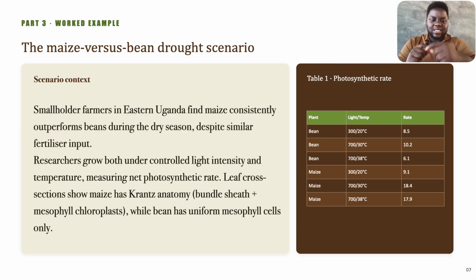Now, every task we are about to work through is going to come back to explaining exactly why that difference happens. Why when temperatures increase, beans fall off, and why maize remains almost the same. So, before we move on, I want you to fix that pattern in your mind. At 38 degrees Celsius, beans dropped to 6.1, maize holds at a high 17.9. You got it? Now, let's build our first answer around it.